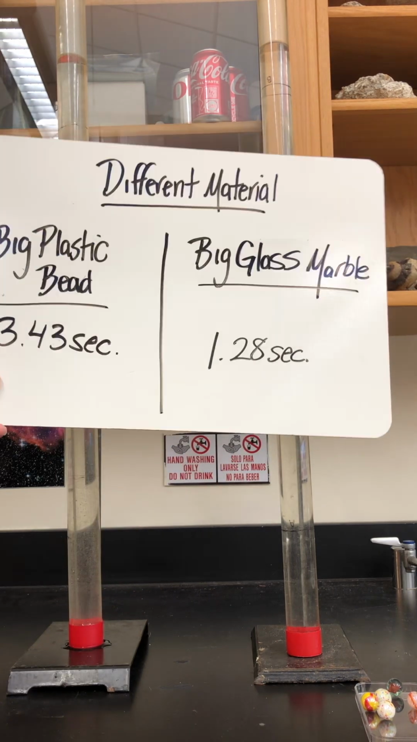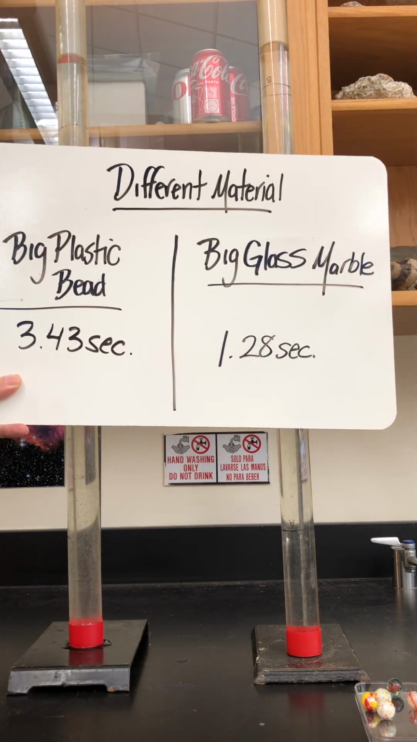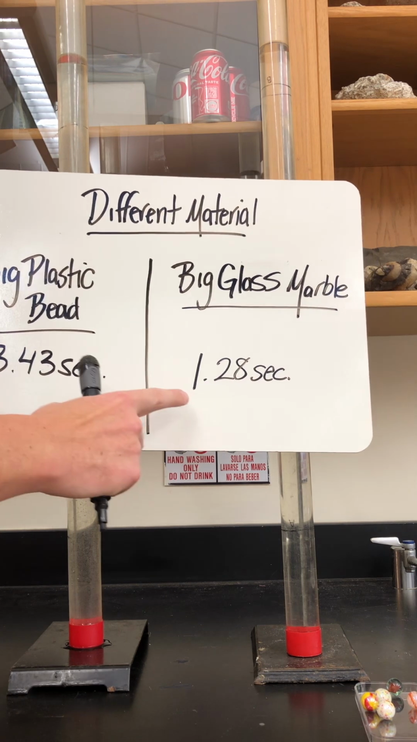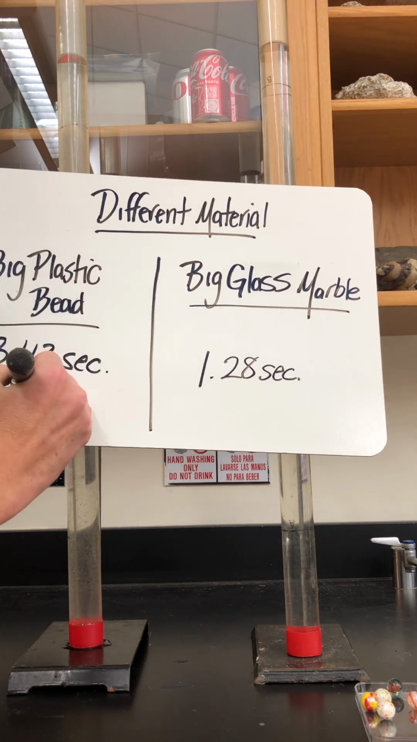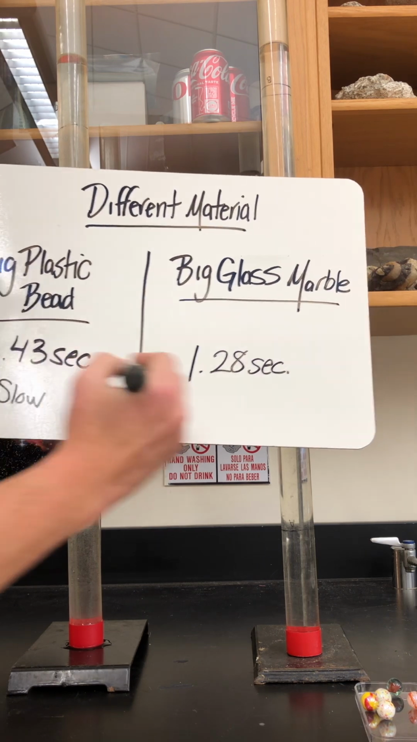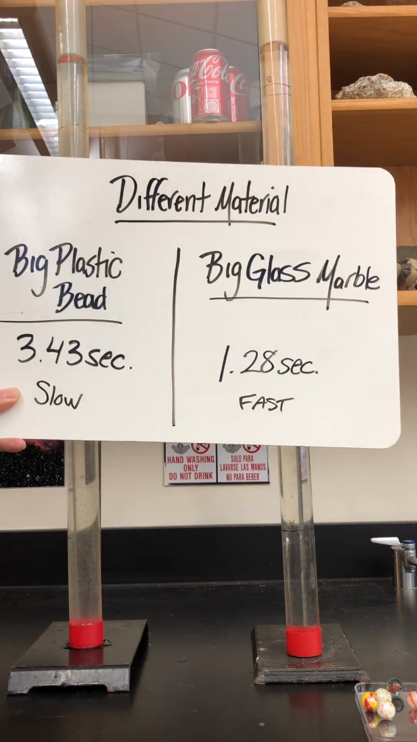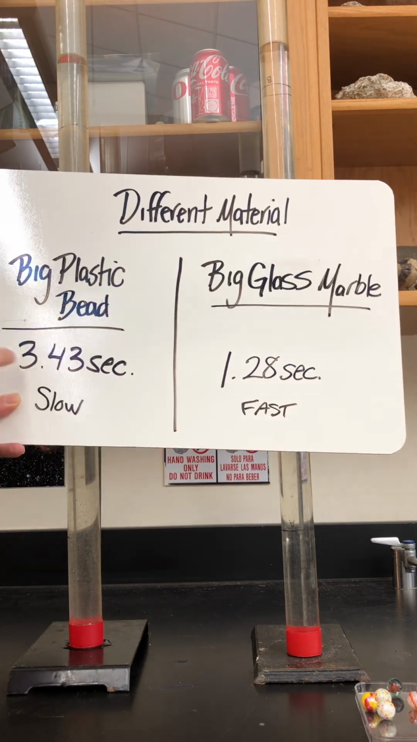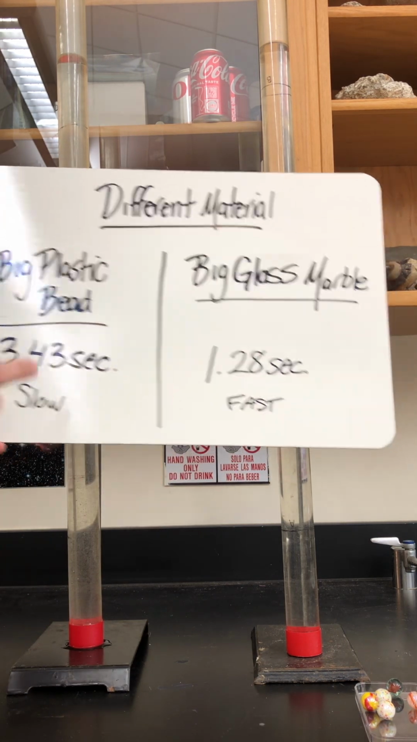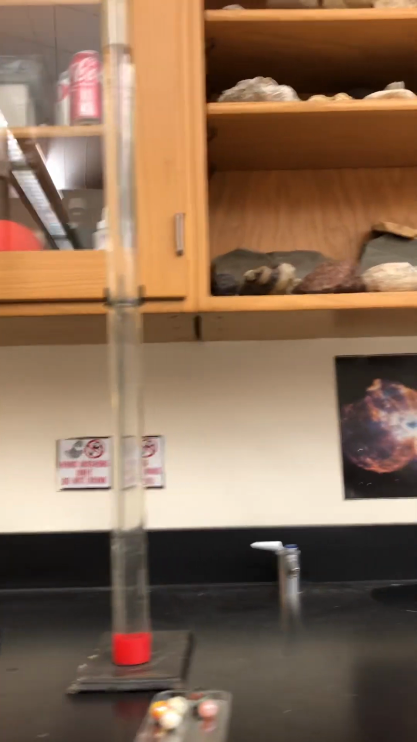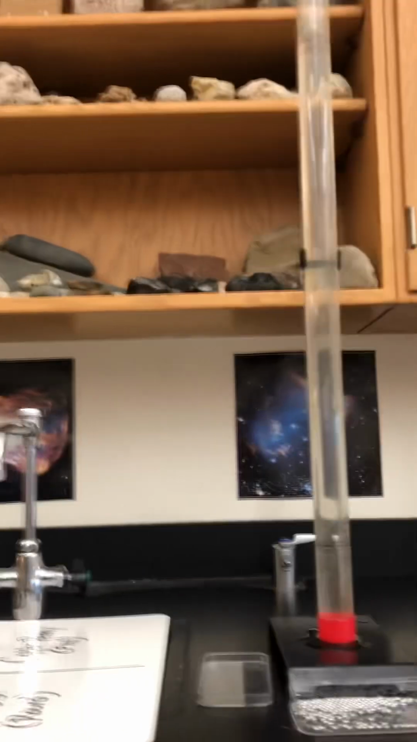seconds. So when you talk about the differences in material, you have different densities. So with the big plastic bead and the big glass marble, clearly this is going to be slower in terms of rate, and this is going to be faster in terms of rate. Less time is fast, more time is slow. So we've done two characteristics. We've done different sizes, we've done different densities. Now let's do the same material but different shapes.